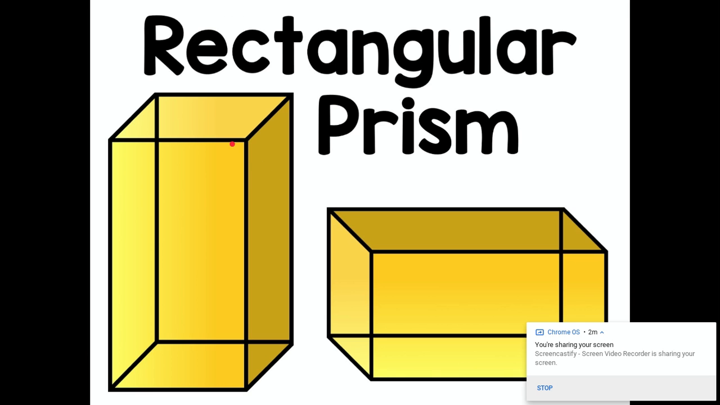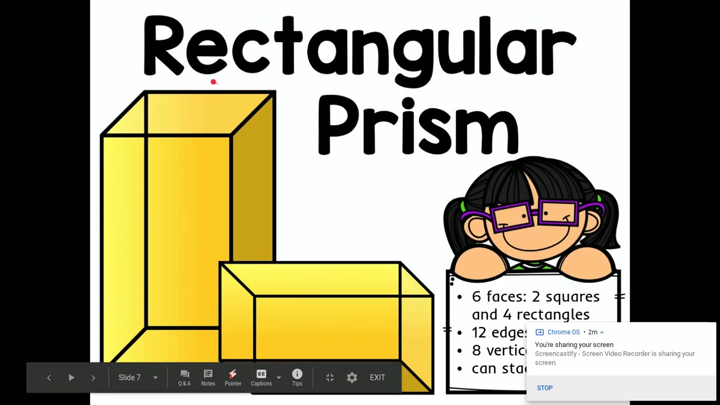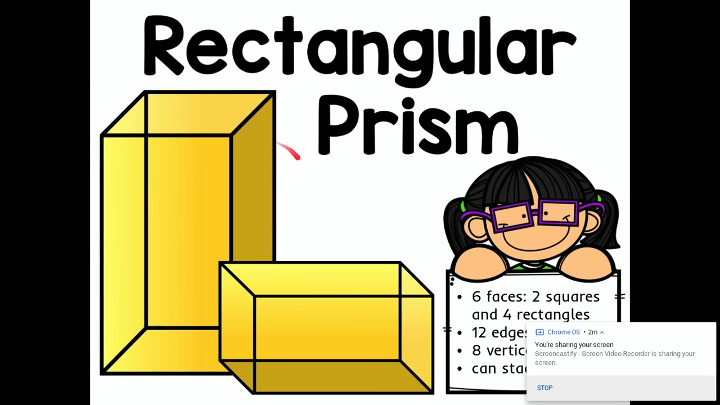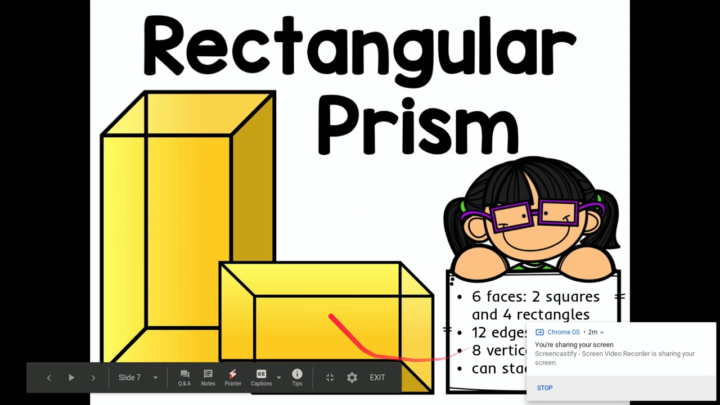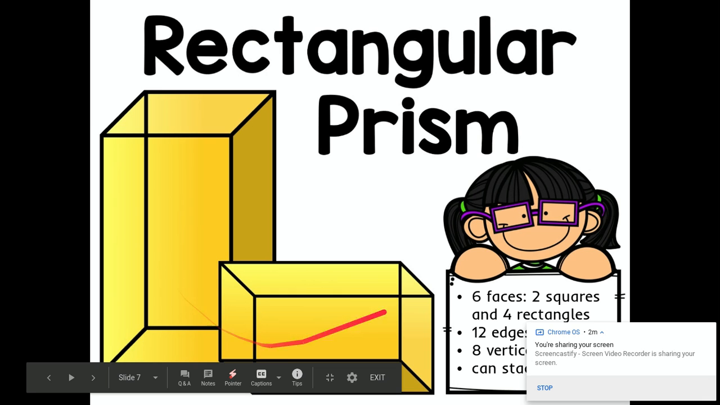All right, moving on. We have a rectangular prism. This is just like a cube, but it's got a bunch of rectangles in it. So we can count those faces, we can look at those edges, and we can also count the vertices. Notice how they're all basically the same. This just has the shape of a rectangle. Old luggage was in the shape of this.